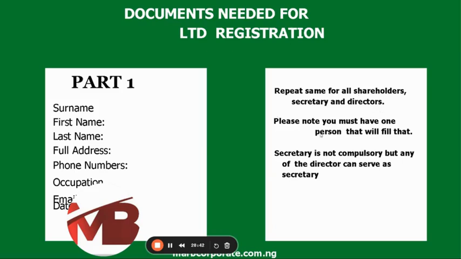Please know that you must have one other person that will fill that. Don't let them say, I'm registering a limited company, so I don't have anybody, it's just me. Tell them to get someone. If it's their sister, their husband, someone, right? And whether they are more than this, everybody has to fill the same part one.